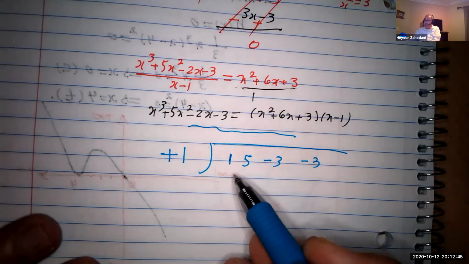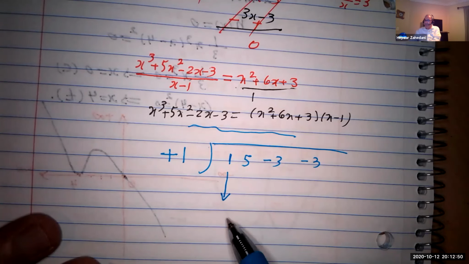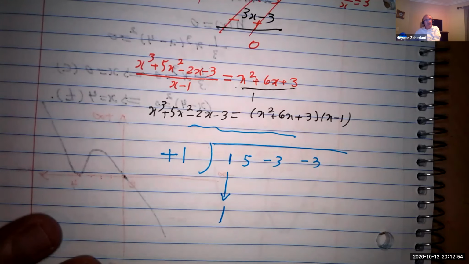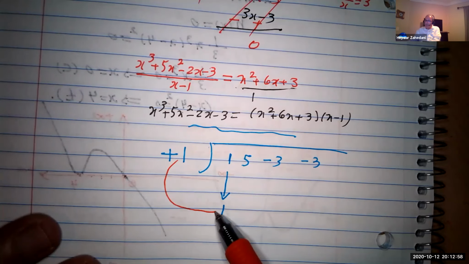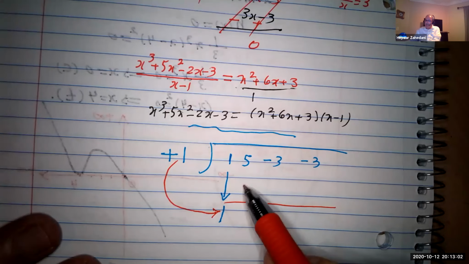You see, we didn't take any action for the first part because this part would disappear all the time. So we bring this coefficient down. Then what we are going to do to get the other numbers, you just multiply these numbers by this one. 1 times 1, okay. 1 times 1 would be 1.